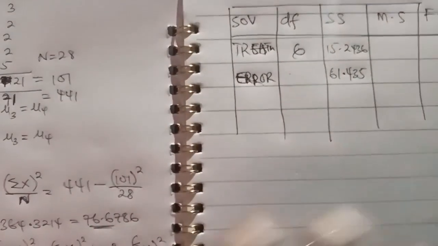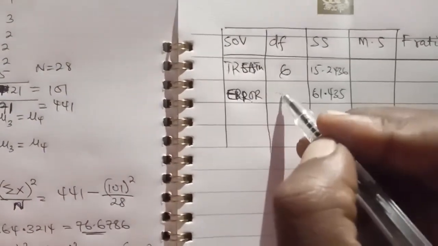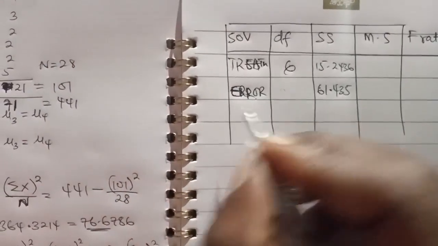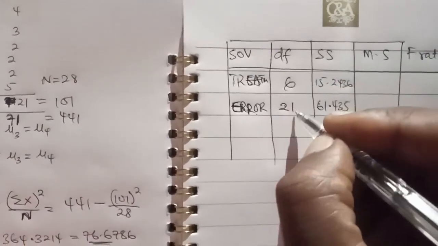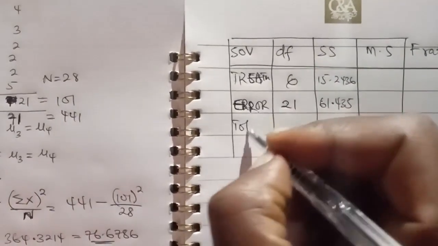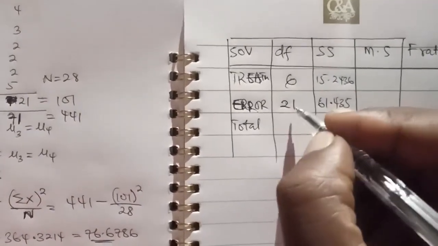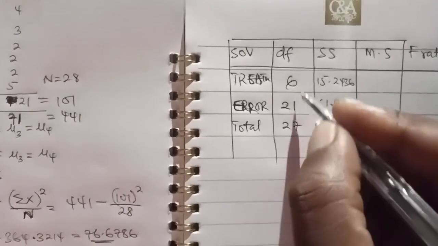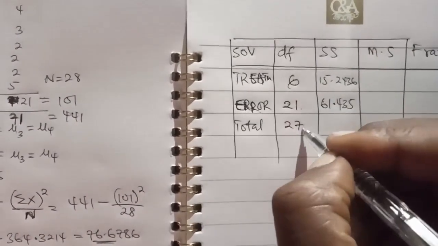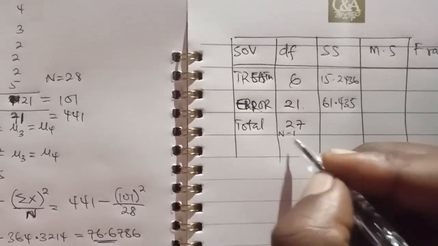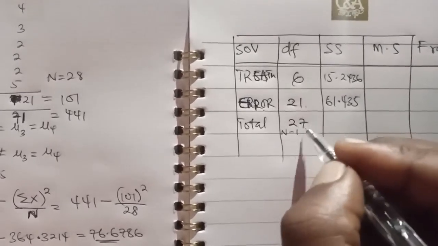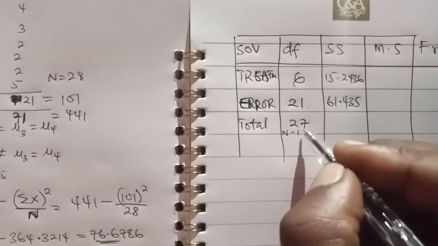I beg your pardon. How to get this is total number n minus the row. So the row is 7. So 28 minus 7 will give us 21. And if we add the two of them, we get that the total is 27. So if you add this and this, it's 27. Another formula to get this is n minus 1, which is 28 minus 1, 27.